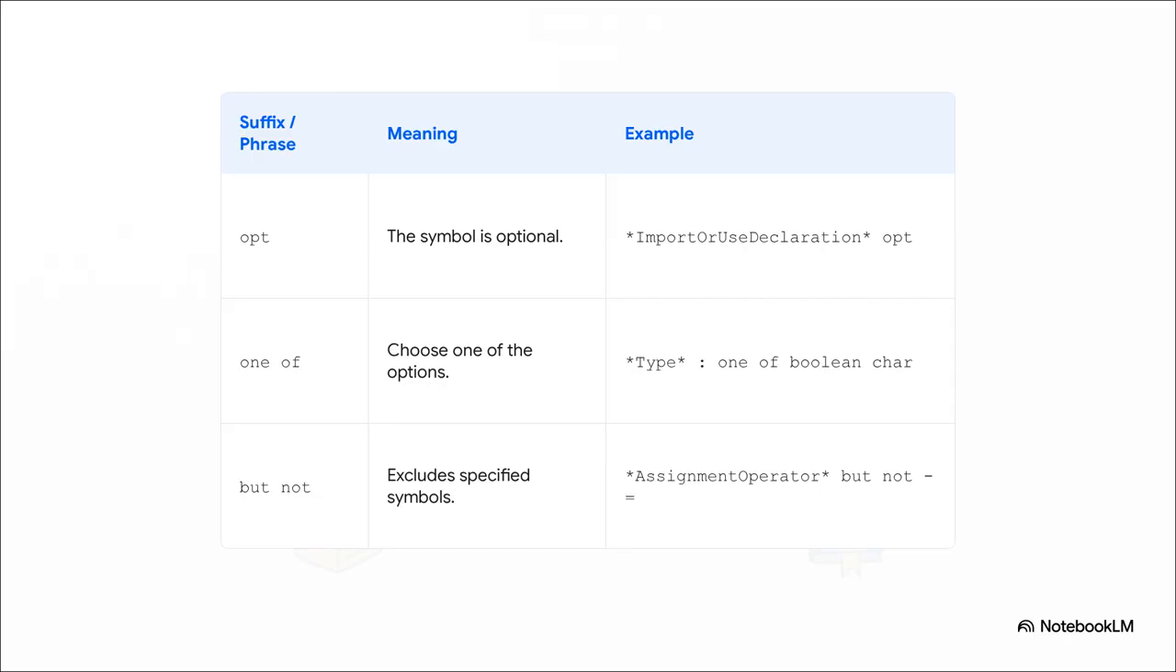The documentation also uses a few special phrases. Think of this as the legend on a map. The little suffix opt just means the thing before it is optional. The phrase one of is exactly what it sounds like. It gives you a list of choices, and but not lets you exclude certain things from a rule. Once you know these, the formal definitions become way, way easier to read.